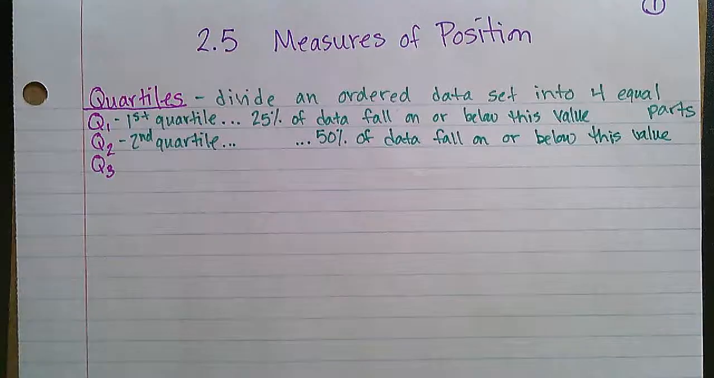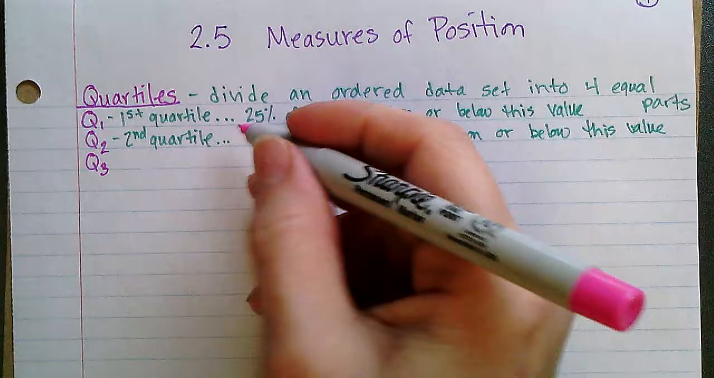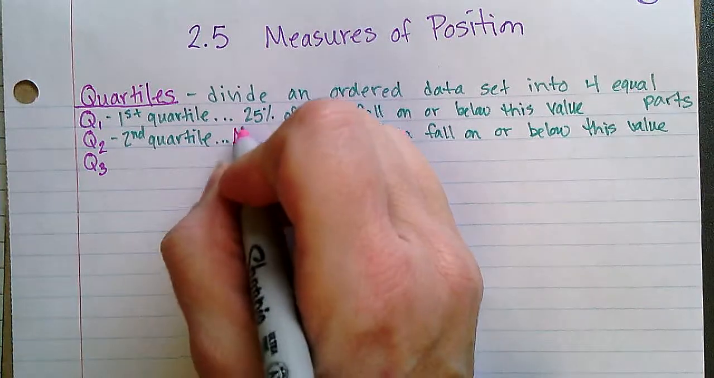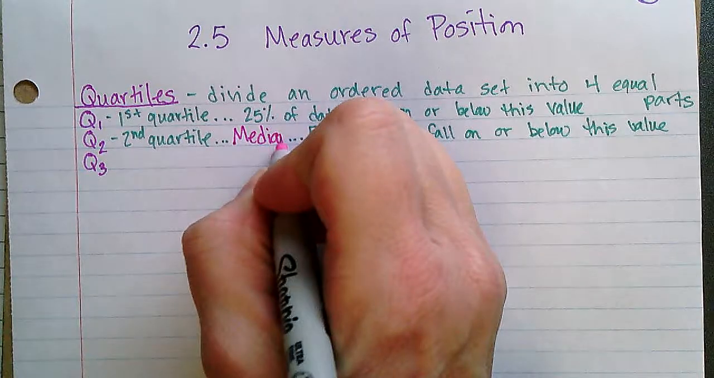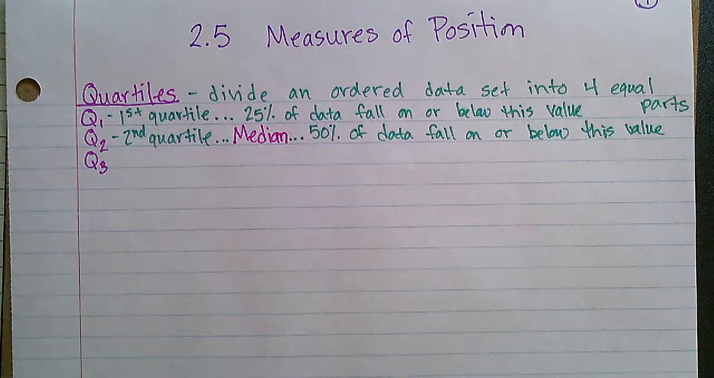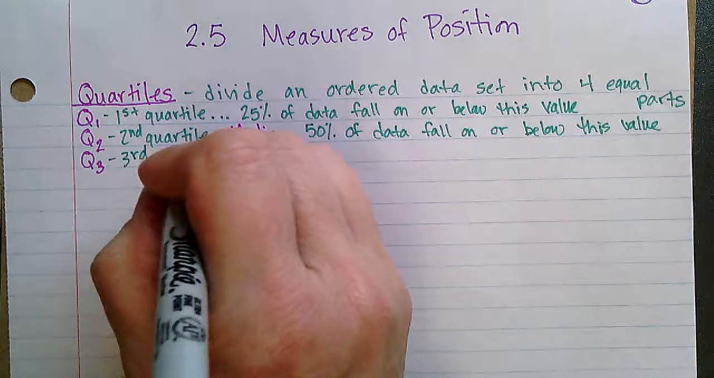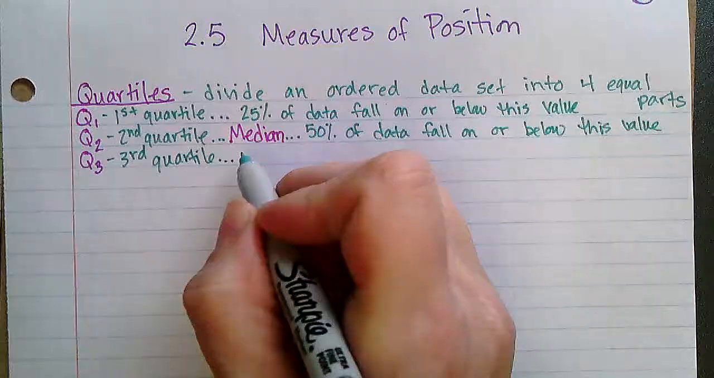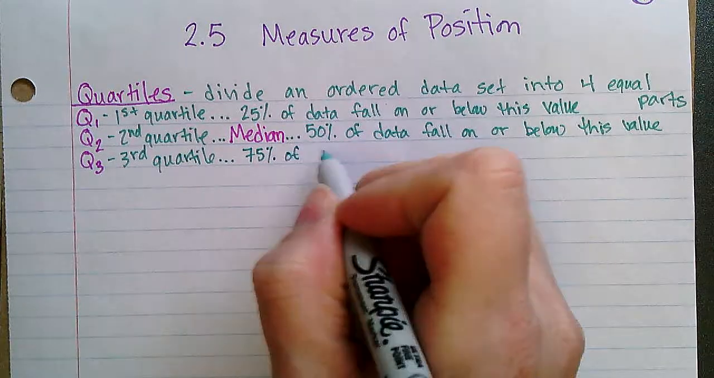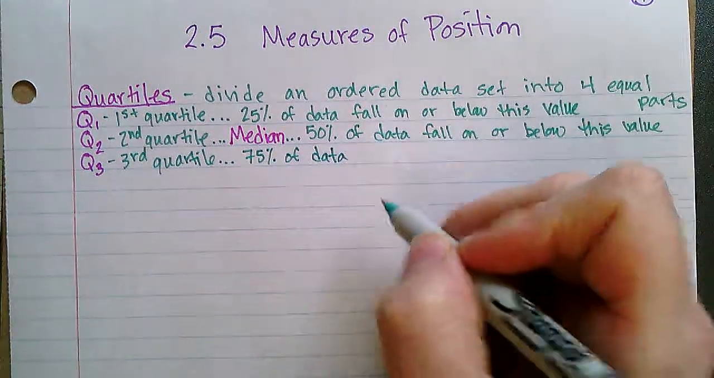So thinking back to what's going on with our data, what would the data value be called that's right in the middle when our data is in order? So half of them are above and half of them are below. Well, what we have called that in the past is the median. So Q2 is also called the median. Then Q3 is the third quartile. And 75% of data fall on or below this value.